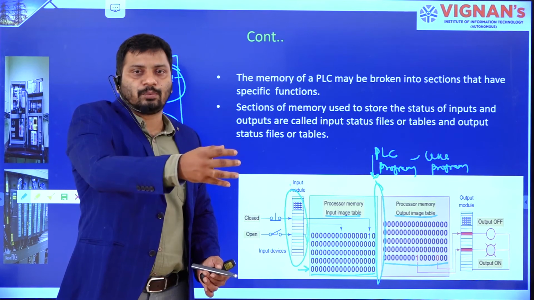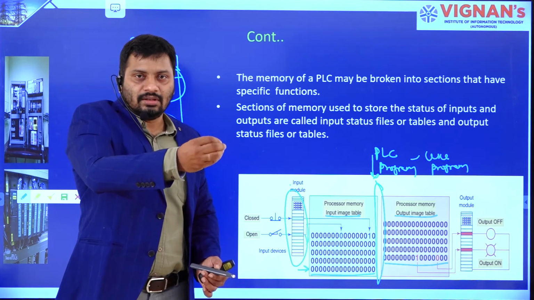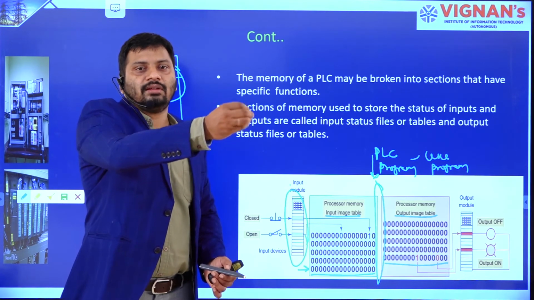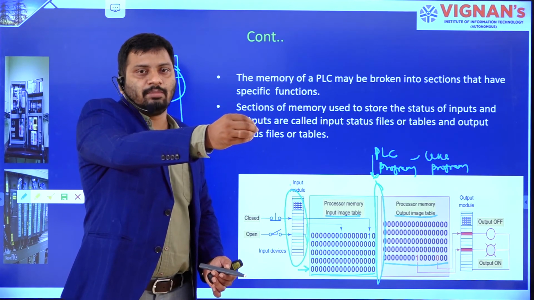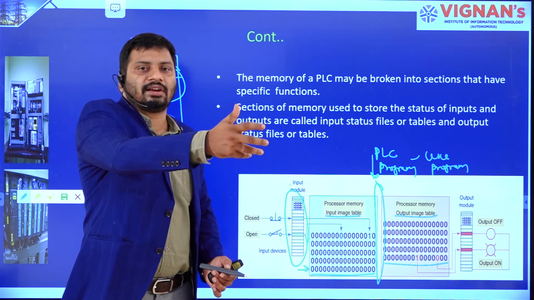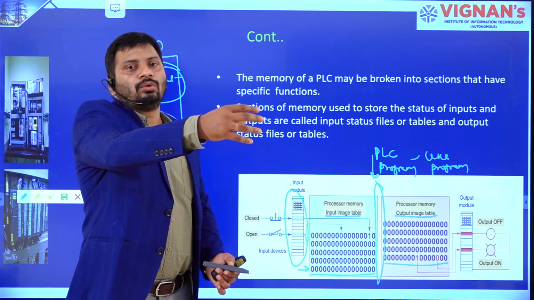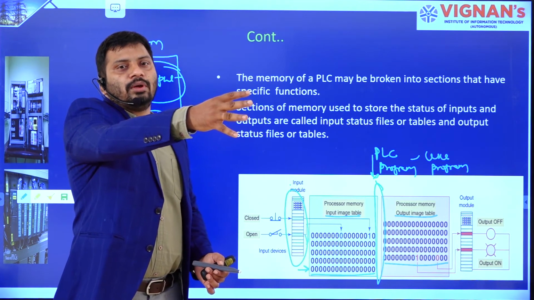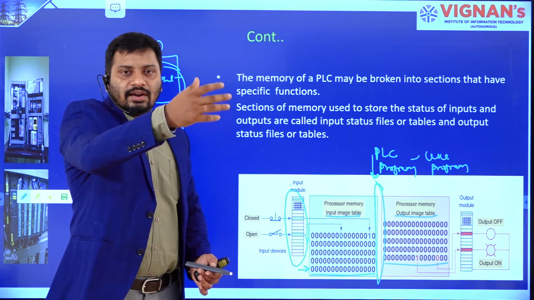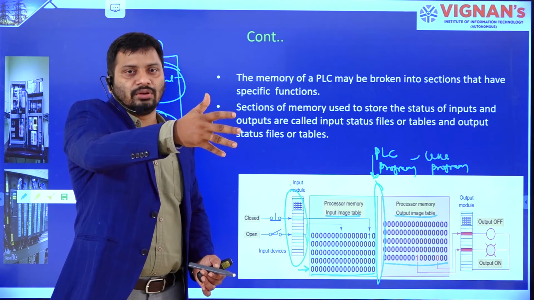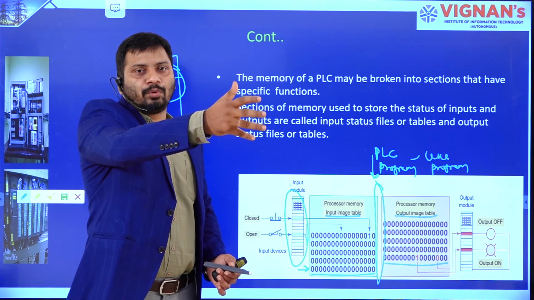After execution of that program, you are going to get some result. That result is going to update the output image table, right? That is also going to be present in the RAM only, in the CPU, right? So that is going to go out through the output module as an input. That is also a combination of zeros and ones only, acting like input to the output module, right?